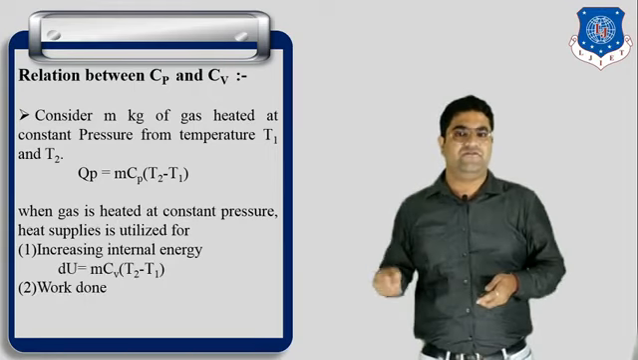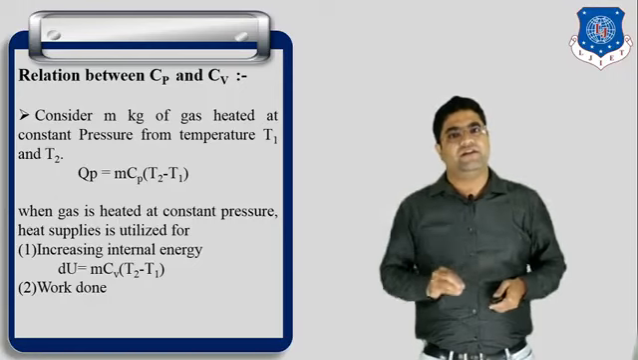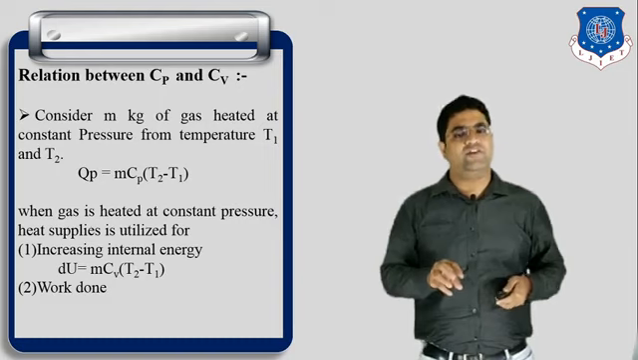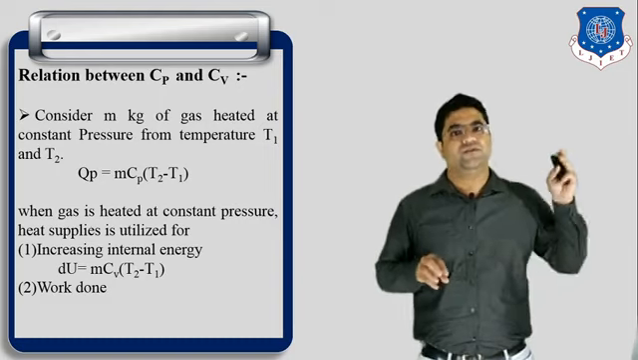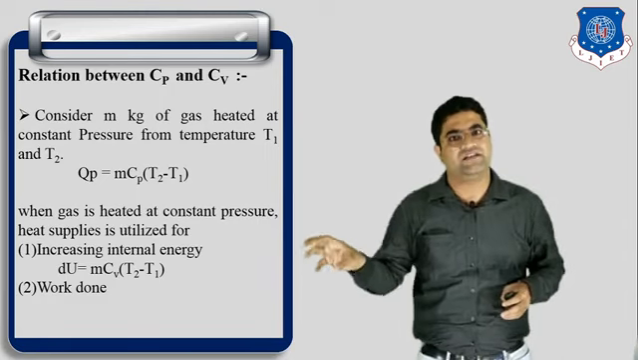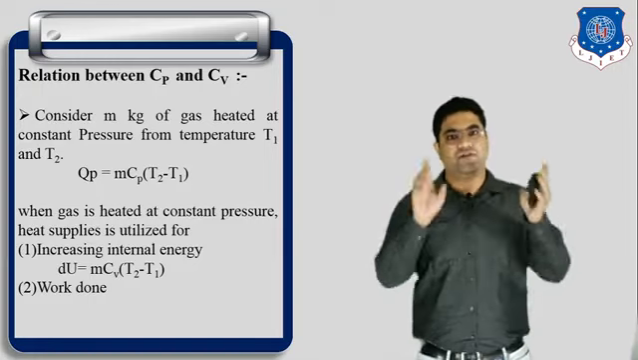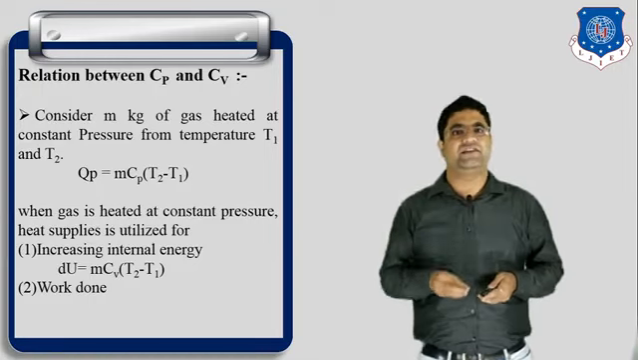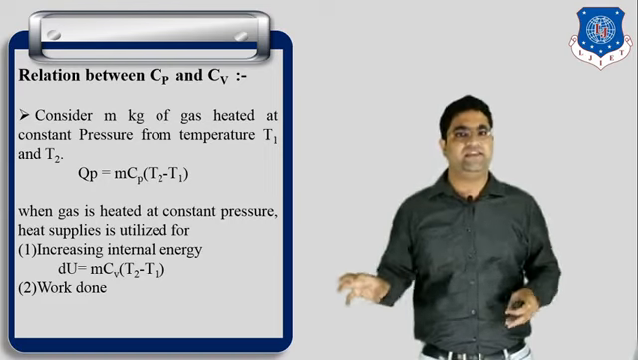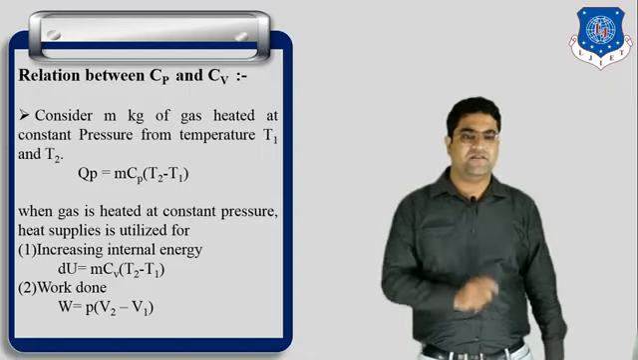So here, if we supply 100 kilojoules of heat, then some amount of heat will be stored as internal energy, and some amount of the heat will be used to do work. 60 kilojoules of heat will be stored in the form of internal energy, and 40 kilojoules of heat will be used to do flow work. So this is how heat interaction in the constant pressure process is divided into two categories, internal energy and flow work. Okay, that is P(V2 minus V1).